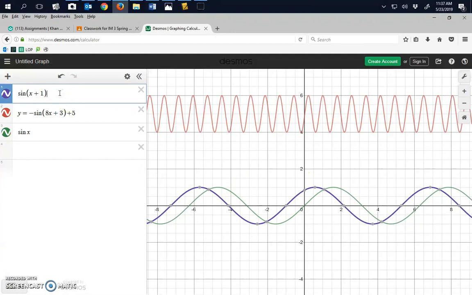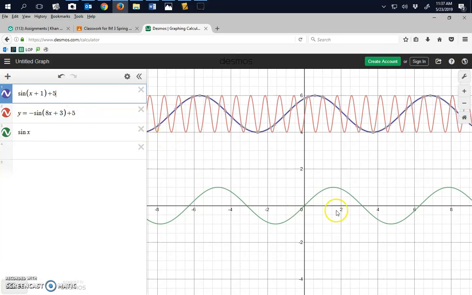Let's try what happens if I add a plus 5 outside. Okay, well, that's what moves it up here to this area. However, the amplitude is still the same as before. So it looks like our amplitude is just a standard 1, and that is true.